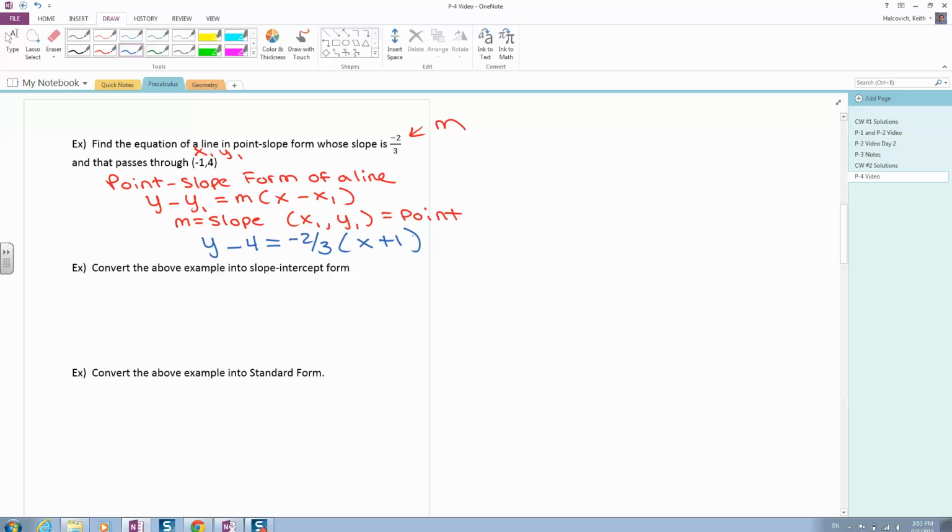Now you're going to convert the above example into slope-intercept form, so you're going to have to distribute. So you get -2/3 x minus 2/3. And then what you're going to do is move the 4 over. So you get y equals -2/3 x, and -2/3 plus 4 is the same as -2/3 plus 12/3. So that gives you a positive 10/3.